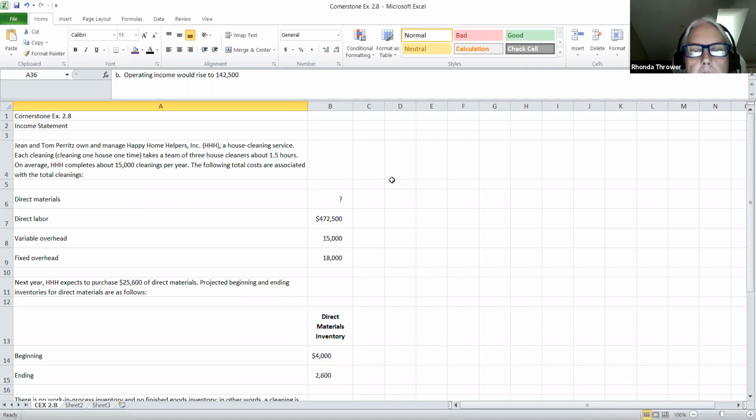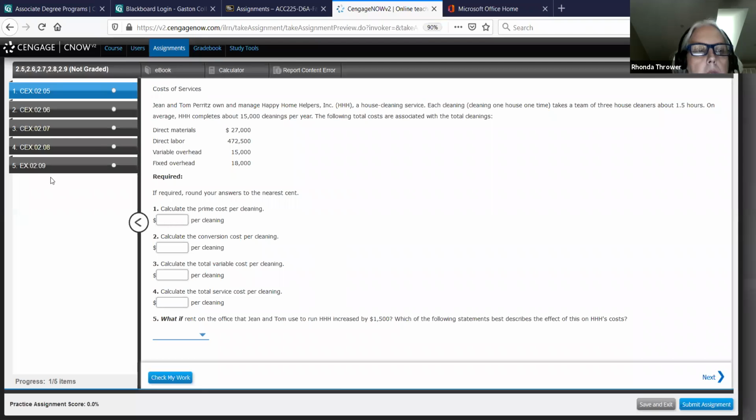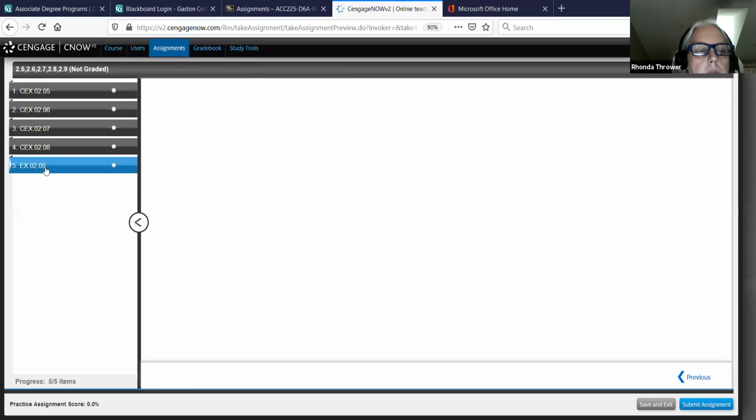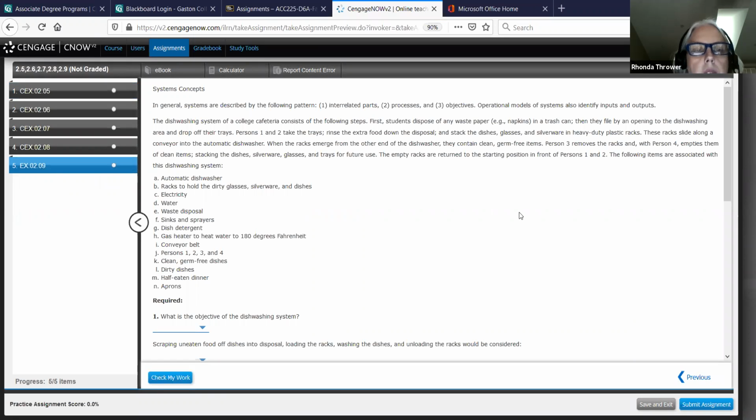In the next example that we're going to go through, I'm going to have to go back to Cengage for that. I don't have an Excel spreadsheet with it. So if you'll just bear with me for a minute. I'm going to see if I can go to a new share, and I'm going to see if I can pull up my problems, and I have. We're going to look at exercise 2.09 this time.